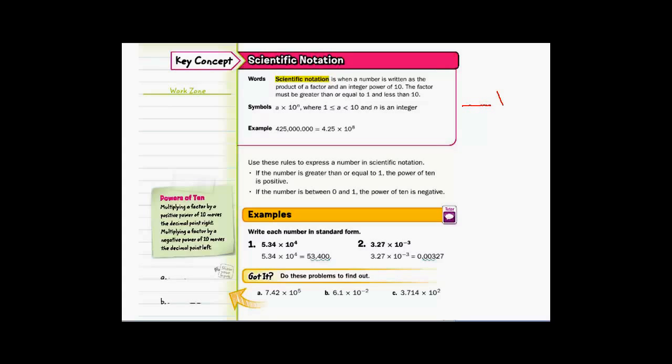Now factor indicates that we're going to be multiplying times a power of 10. All right, and then there's an exponent. This factor has to be greater than or equal to 1 and less than 10. So we need a number right here that's between 1 and 10 times 10 to an exponent. Now this exponent right here tells you the number of spaces. This is how I want you to think about it. The number of spaces.